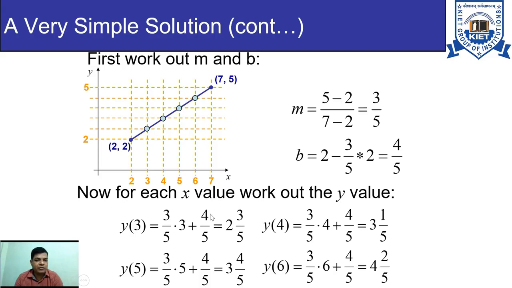From the simple equation of the line, we simply substitute the value of x, which is 3, the slope, which is 3 upon 5, and the intercept, which is 4 upon 5, and we get 2, 3 upon 5. Similarly we do this for x equals 4, x equals 5, and x equals 6. What could be the value of y? We are calculating the value of y across all those values of x.